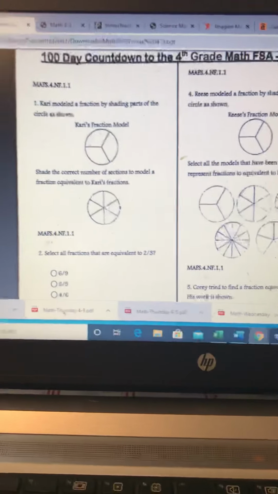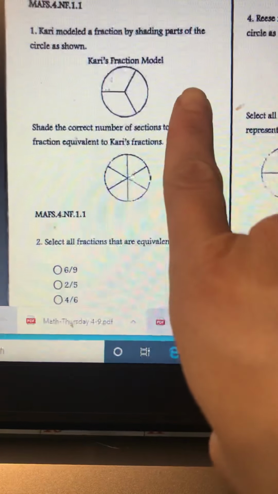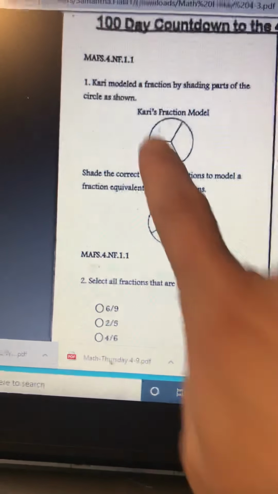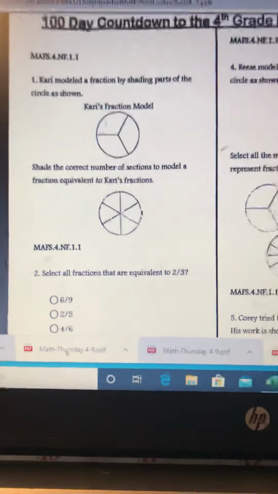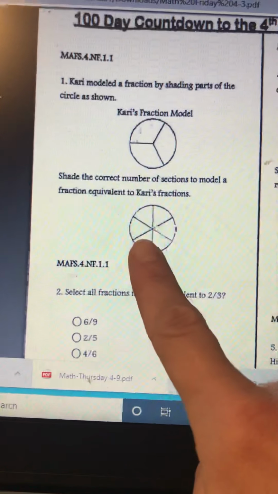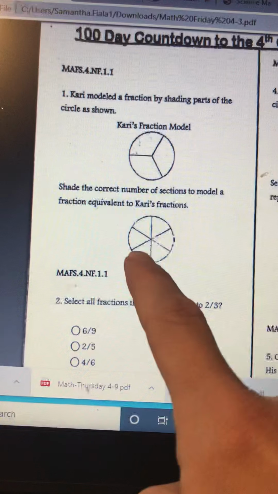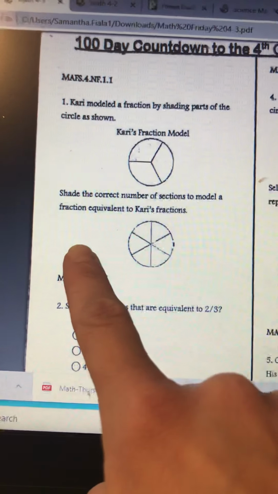It's very hard to see, but if you look, what is shaded on here is 2 of these. So this is showing you 2/3, and you have to make an equivalent fraction using this area model. So you have to shade in. What would be equivalent to 2/3? Keep in mind this pie has 6 total pieces. So 6 would have to be your denominator.